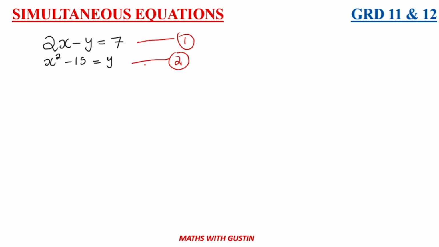Just to give you a perspective, step number 1, you make y or x the subject of the formula, trying to make life easy for yourself. Avoid making a fraction unless you don't have a choice. Like, for example, if I were to take this one and make it the subject of the formula, it would give me a fraction. Let me show you what I'm talking about. 2x is equal to 7 plus y. This is from equation 1. So I would have to divide everything by 2.